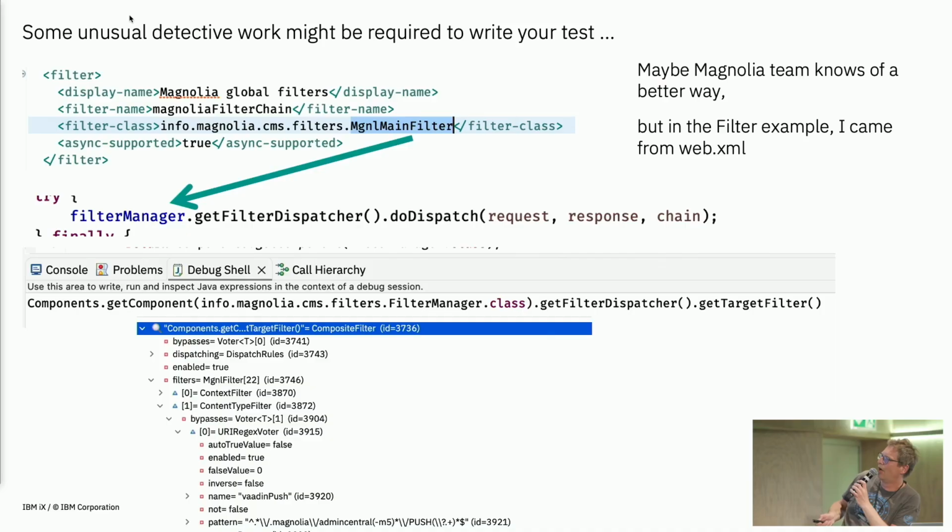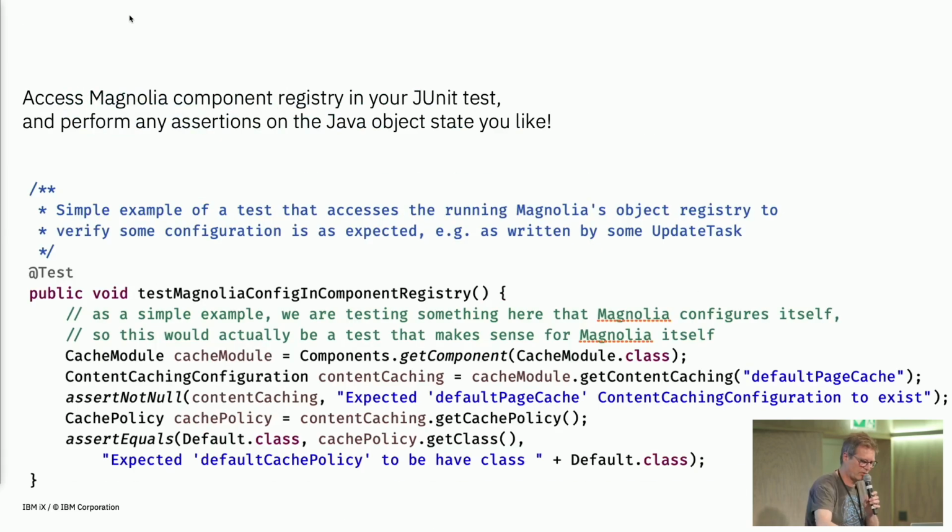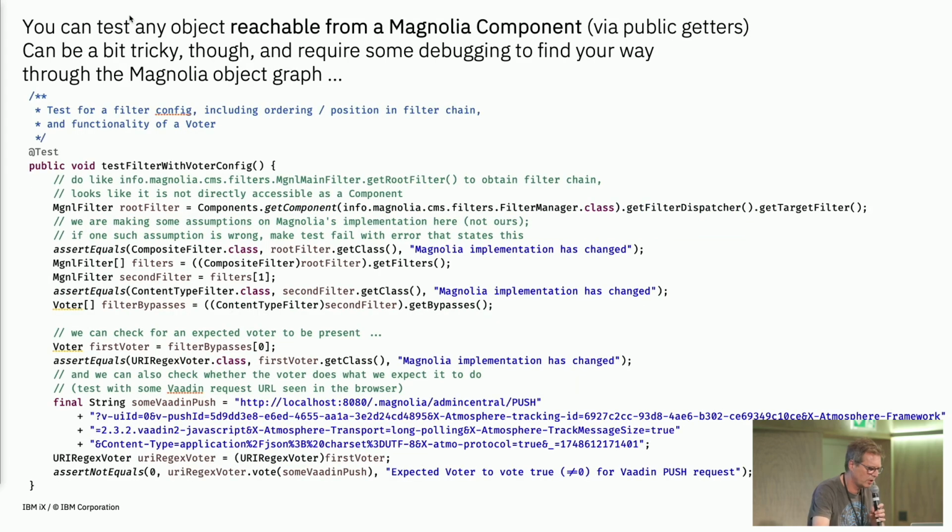And then I found out in the debugger, okay, when I do this, I've got my MGL filter. This is maybe the root, and there's 22 filters in there. This looks like my filter chain, right? And number one, I mean, the second one is the one I want to test, so let's take that one. And of course, we're making a lot of assumptions on what Magnolia does here.